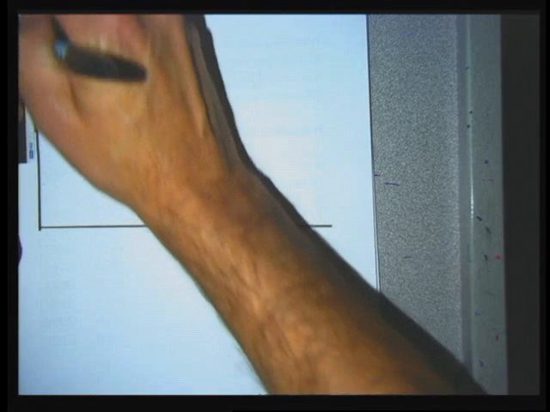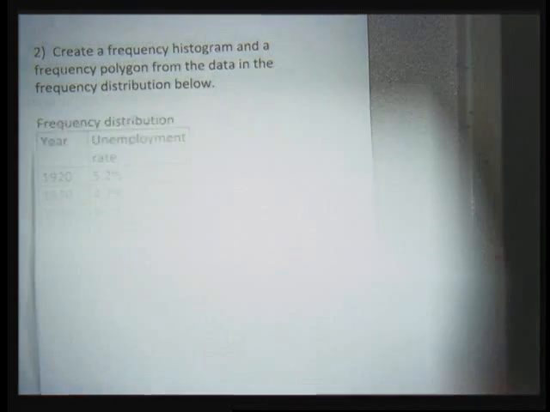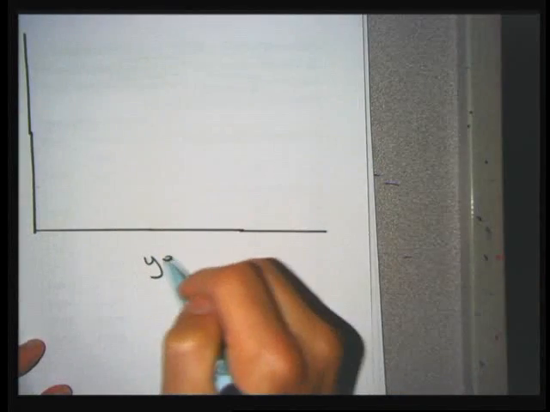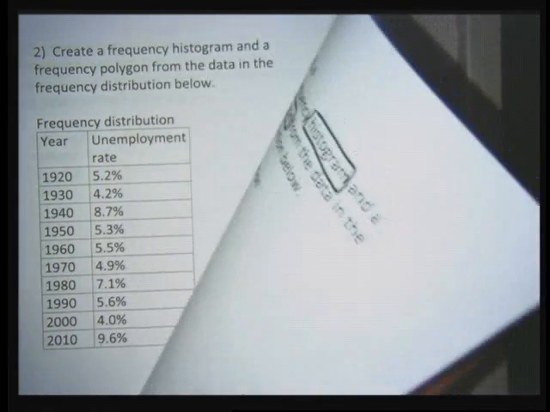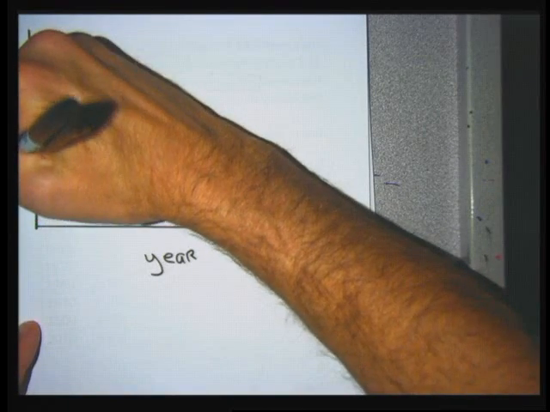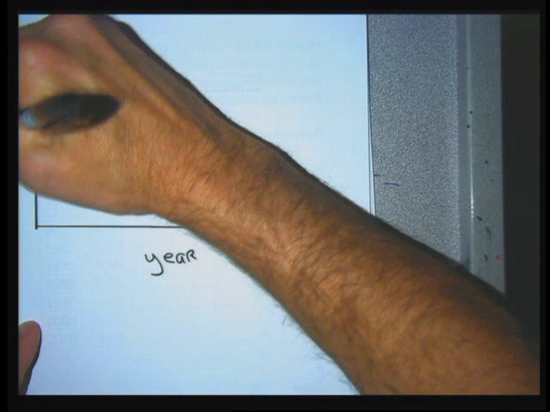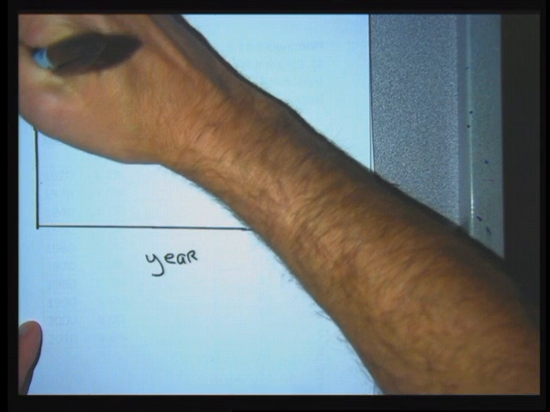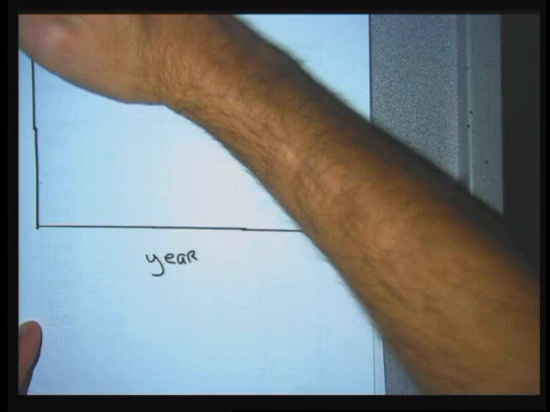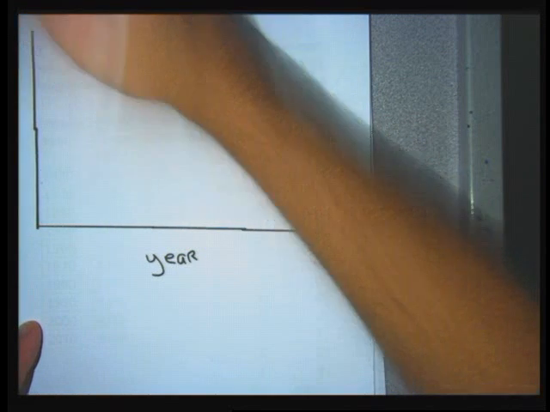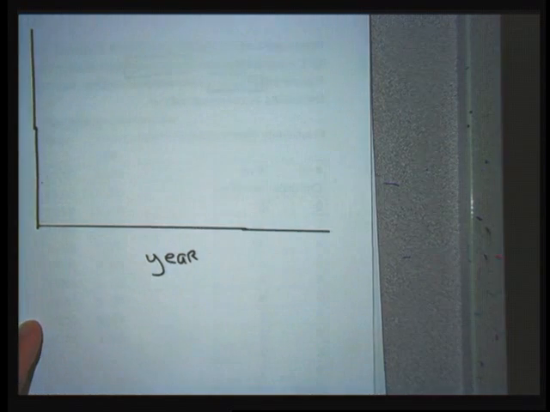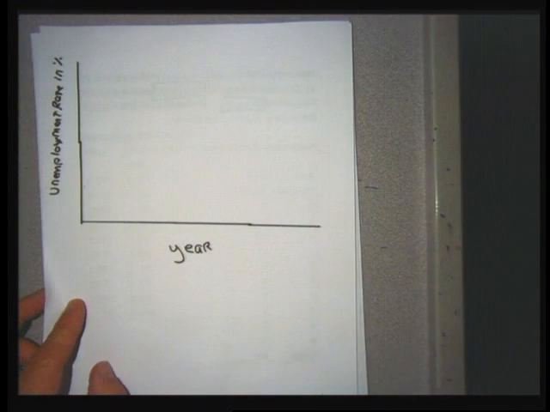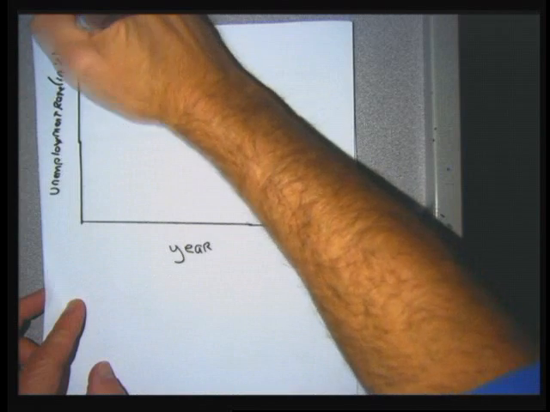So when I go to make a histogram or a polygon, usually I put my labels on my axes first. My x-axis is going to have a label that I'm going to call year, and my y-axis is going to have unemployment rate, in percent, because I'm not going to write the percent symbol down with the number.